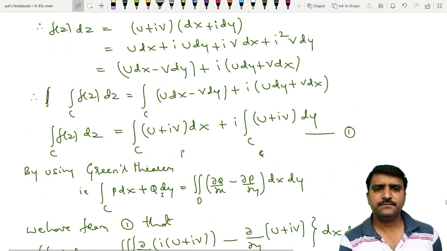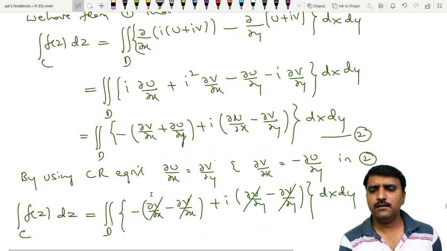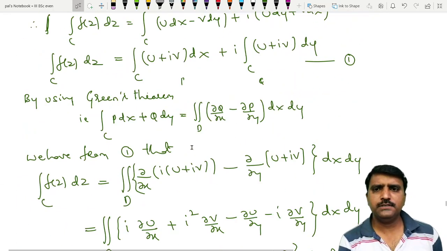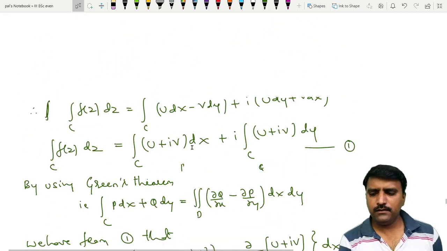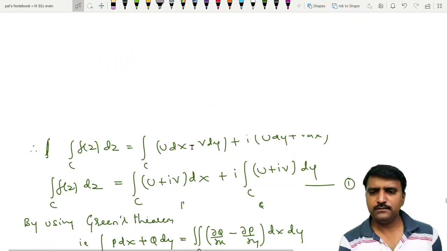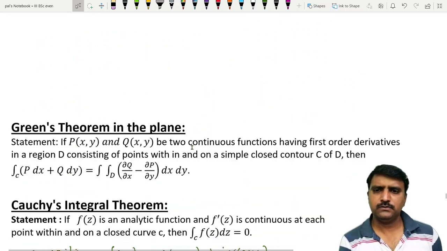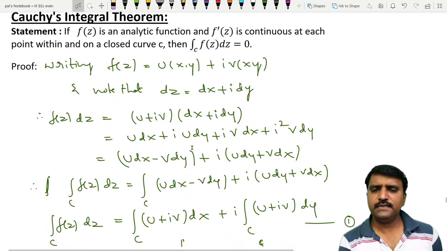So this is the Cauchy's integral theorem.